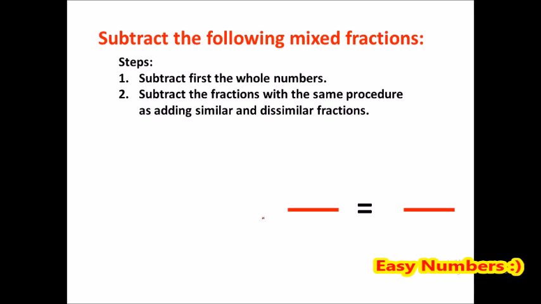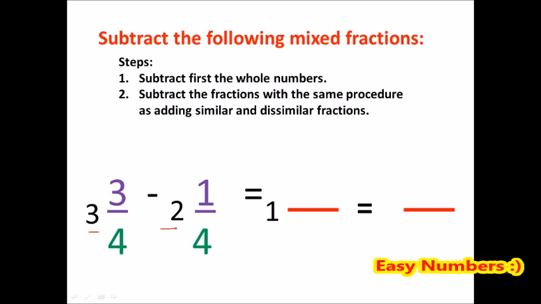Let us now subtract mixed fractions. Steps are: number 1, subtract first the whole numbers. Number 2, subtract the fractions with the same procedure as adding or subtracting similar fractions. So we can subtract 3 minus 2, so that would be 1, and then 3 minus 1 is 2, then copy 4. So the lowest term is 1 and 2/4.